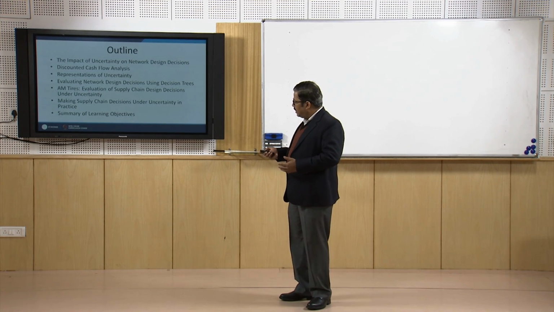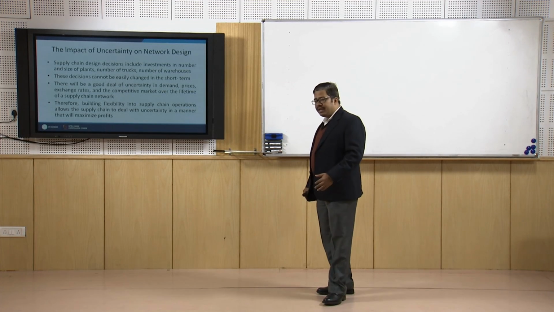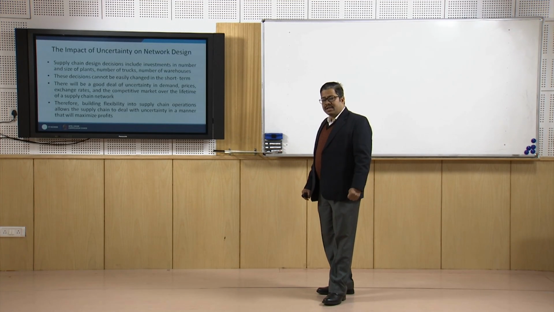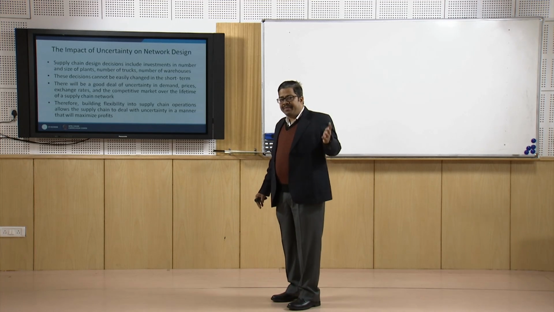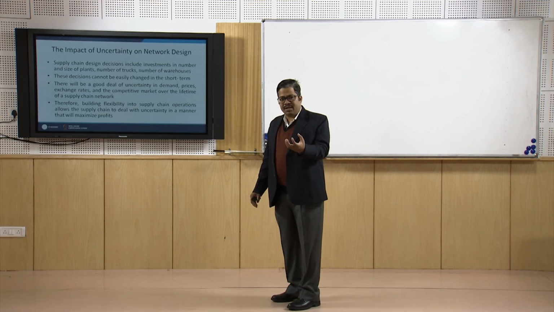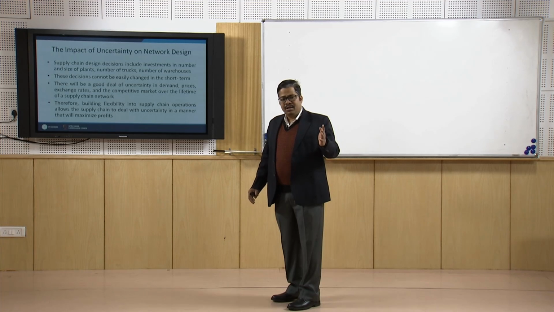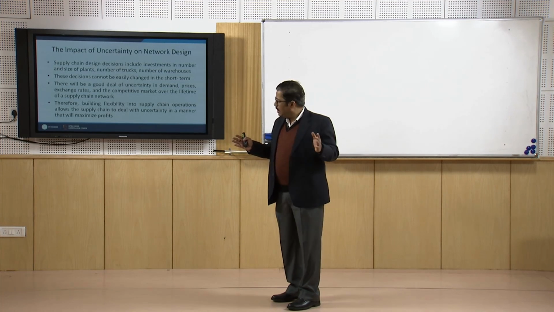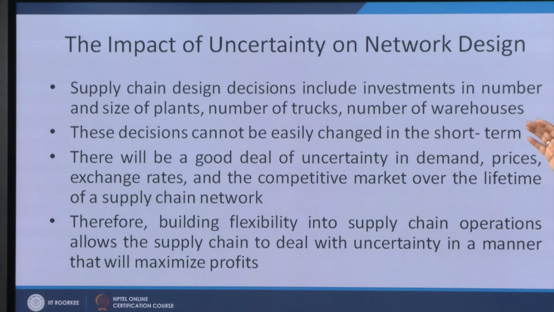choice. And to start the discussion of uncertainty in a network, let us see what are the different types of impacts uncertainty can create in a network design. Now, supply chain design decisions are of different types: some are short term, some intermediate term, and some long term. When we are talking of network design, these are long term decisions, and these decisions include investment in the number of and the size of the plants.